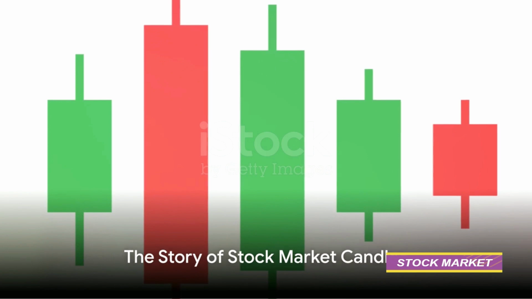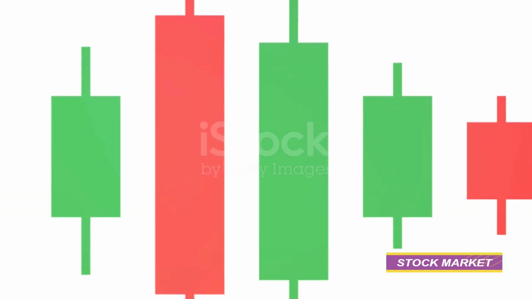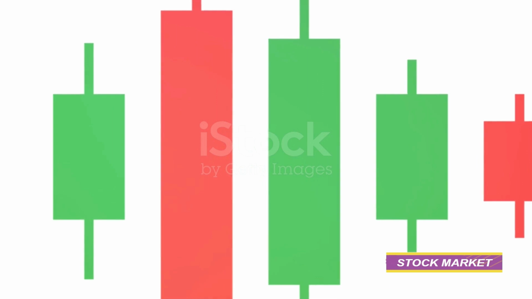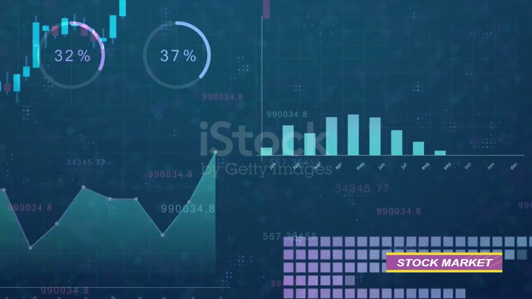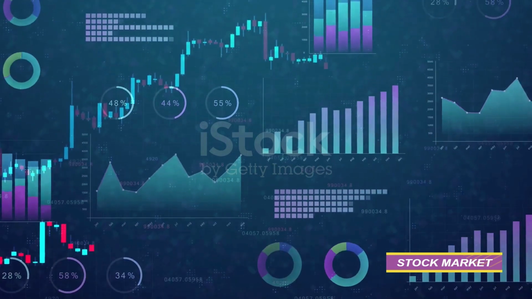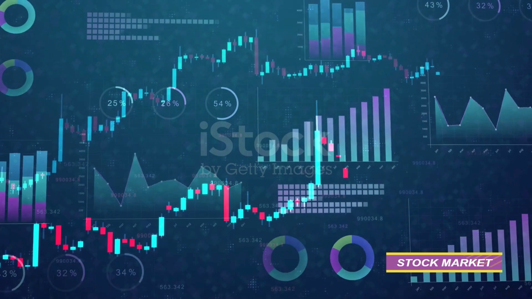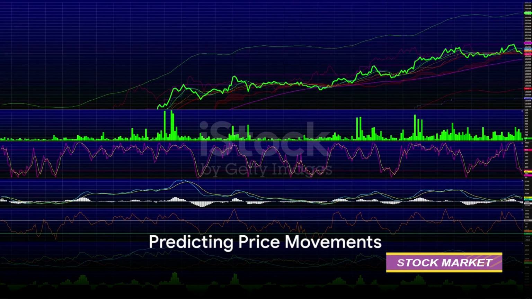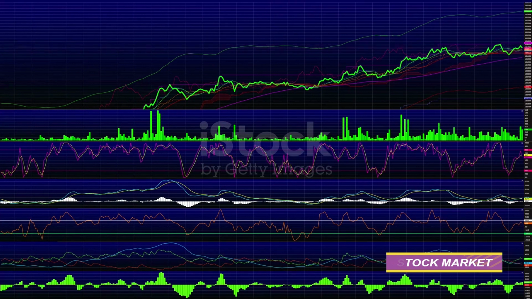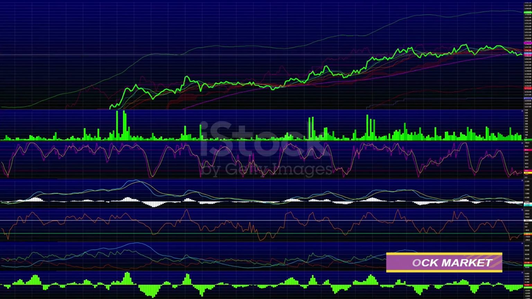In conclusion, stock market candles provide a visual representation of the battle between buyers and sellers. They tell a story of struggle and competition, of highs and lows, and of opening and closing gambits. The body reveals who won the battle, while the shadows show us how the fight was fought. By understanding the parts of a stock market candle and what they represent, you can begin to predict future price movements and make more informed trading decisions.